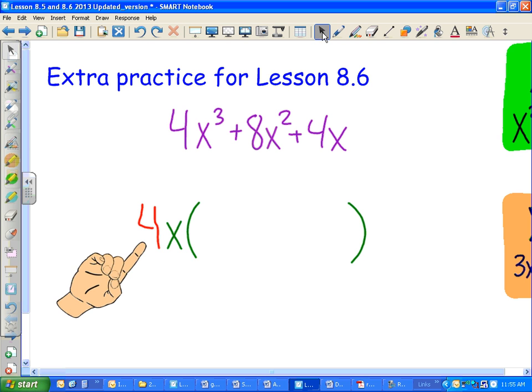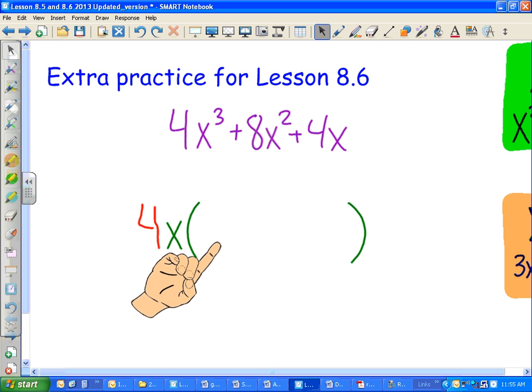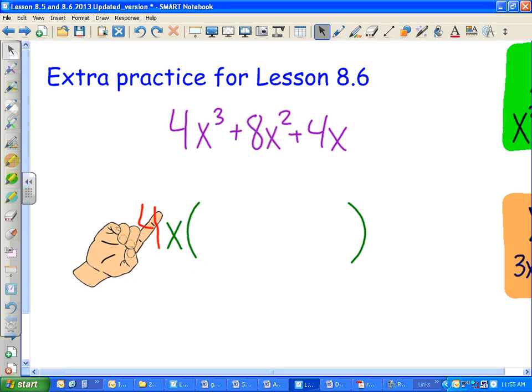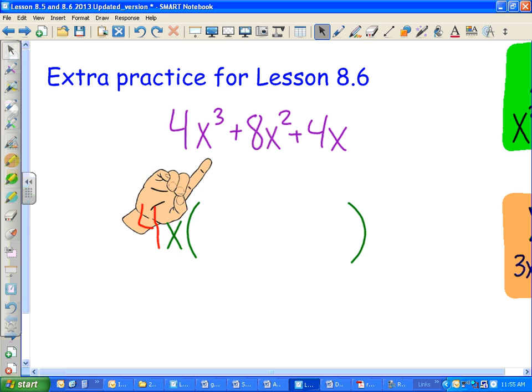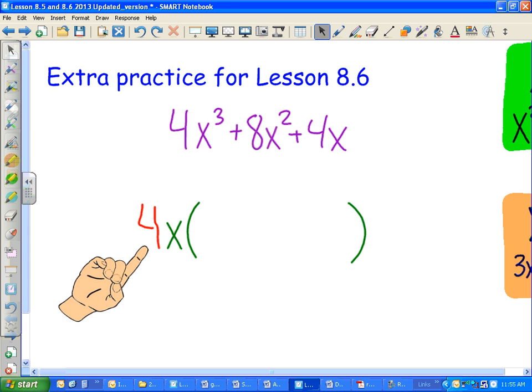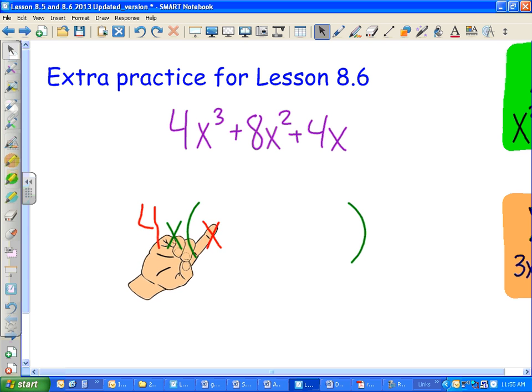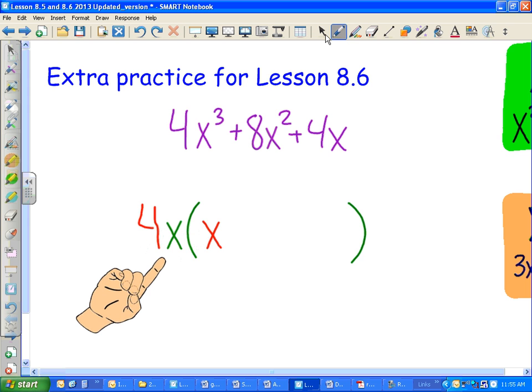I don't know if you're still having problems rewriting the inside, or what's left in here. But remember, it's like you're saying 4x times something gives me that. So 4x times something gives me 4x cubed. Well, if I write just 1x, that's going to be 1x and 1x. It's 2. Oh, I need 3 of them. So what needs to go here? It's a 3. I'm sorry, not a 3. That's a 2, right? Okay, so that one works.